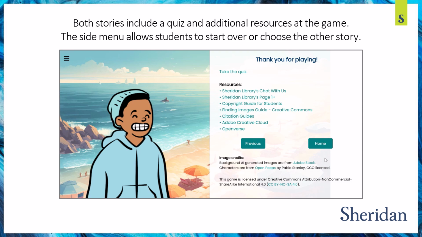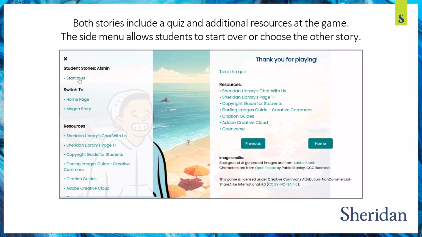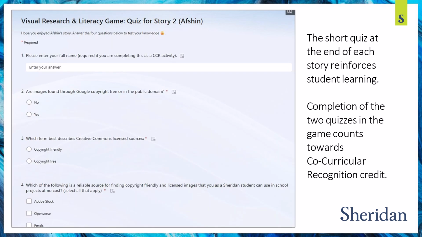Both stories include a quiz and additional resources at the end of the game. The side menu here allows students to start over or choose the other story. The short quiz at the end reinforces student learning. The quizzes are optional, but if a student completes them, it counts towards co-curricular recognition credit. Our Library Learning Services has partnered with Career Services to offer this opportunity. So if a student completes 6 modules in the Academic Skills Hub, they can apply to receive co-curricular credits.